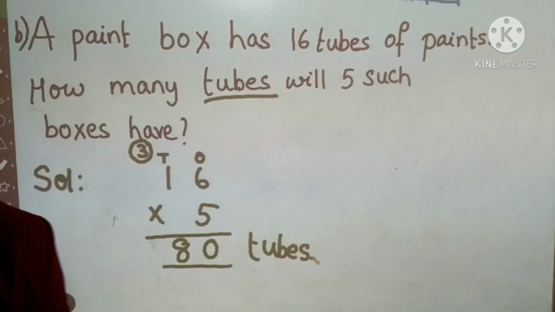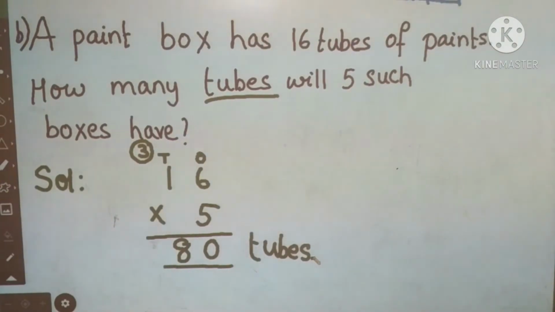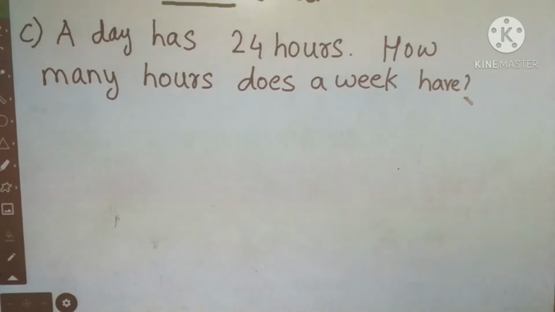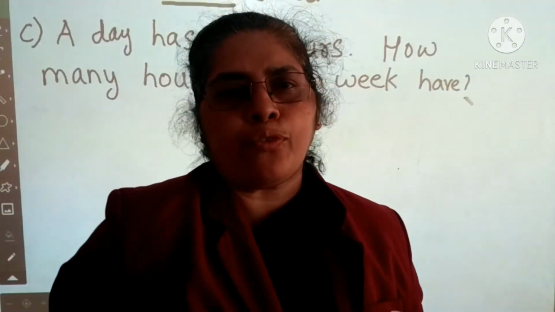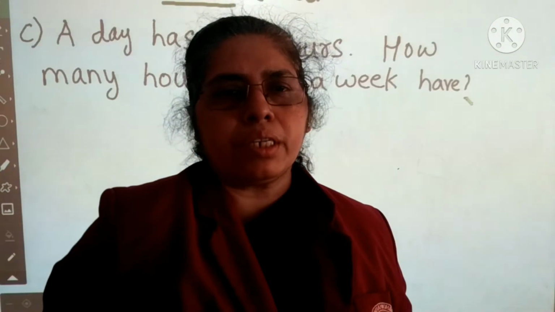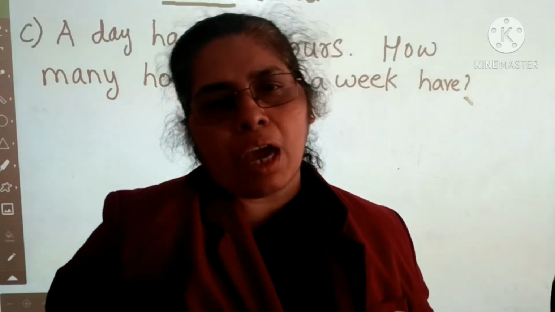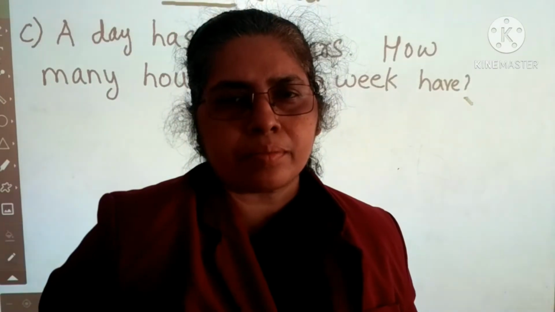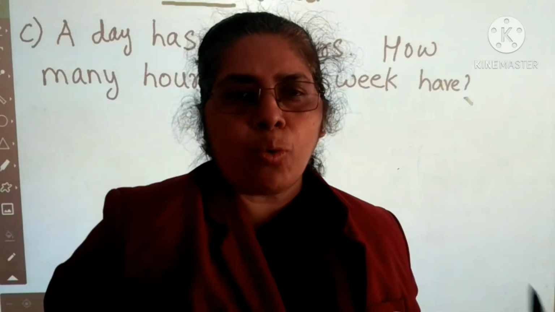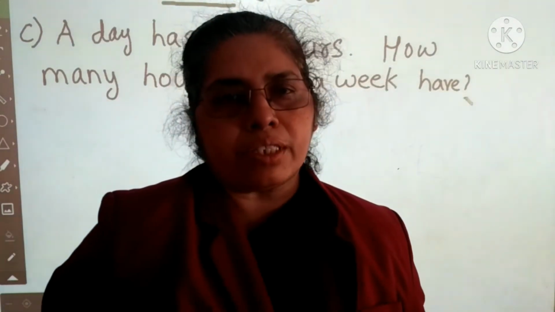Now see, a day has 24 hours. How many hours does a week have? A day has 24 hours. Then how many hours does a week have? That you have to find. In 1 week, how many days are there? 7 days are there. So 1 day has 24 hours, so in 7 days how many hours? That you have to find.